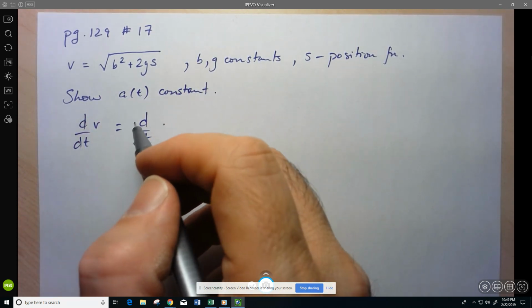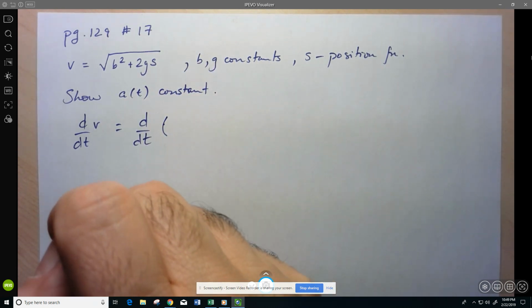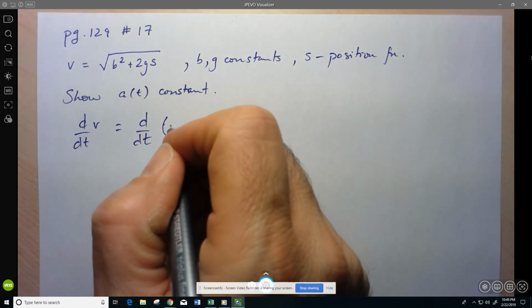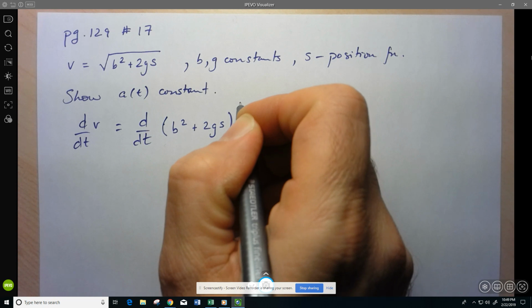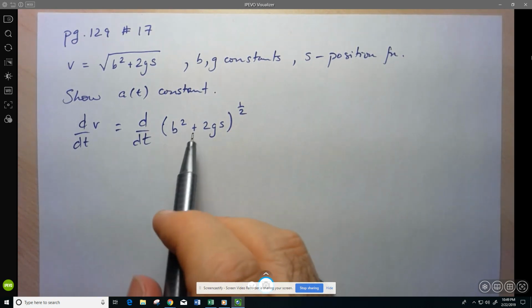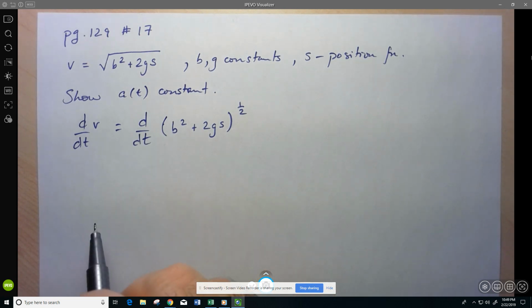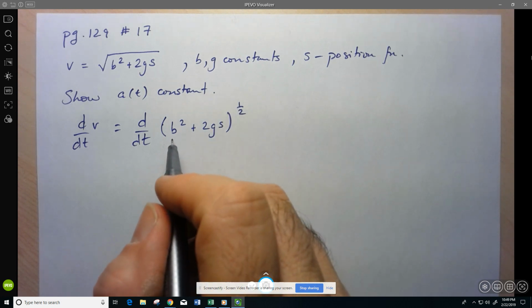So that means we have to take the derivative of this function here with respect to time. Okay, now just to make things a little simpler, I'm going to rewrite this with the square root being replaced by the exponent of 1/2, just so that the chain rule will be a little clearer. So b squared plus 2gs all to the 1/2. All right, so we're taking the derivative of this function here, but it's a composite function, so I have to use a chain rule. So start with the outside function, which is the x to the 1/2.